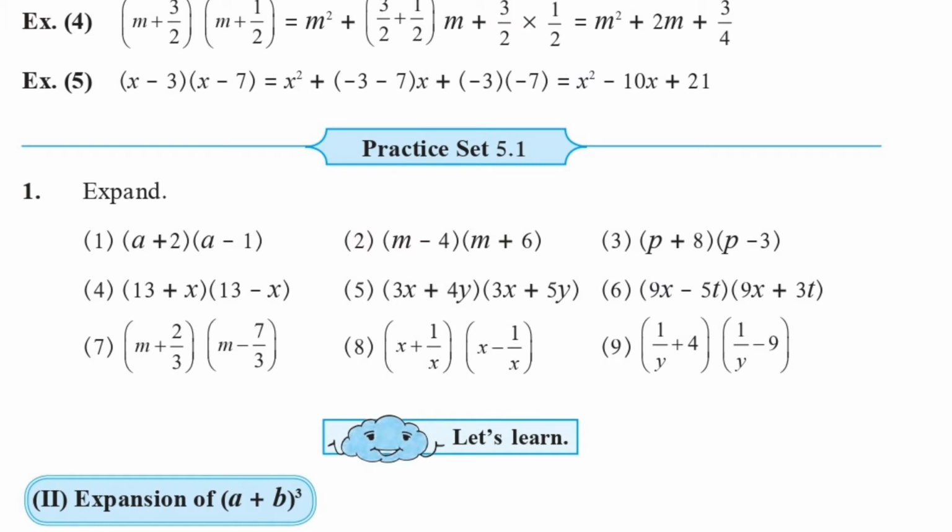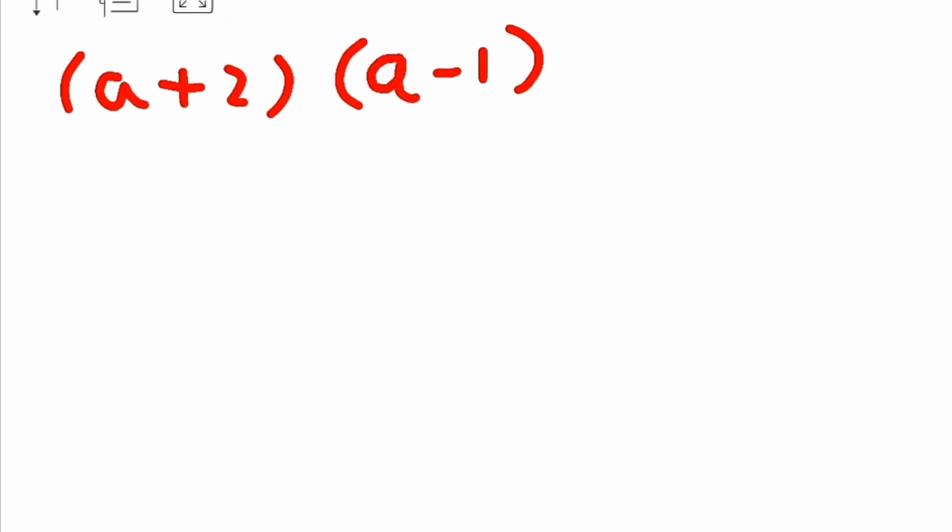So coming to problem set 5.1, first question. The first question is given as a plus 2 and a minus 1. So we will be using the formula of x plus a into x plus b. Understanding children? So what is the formula in this? Always while solving this type of sums, try to say out the formulas loudly so that they get remembered.